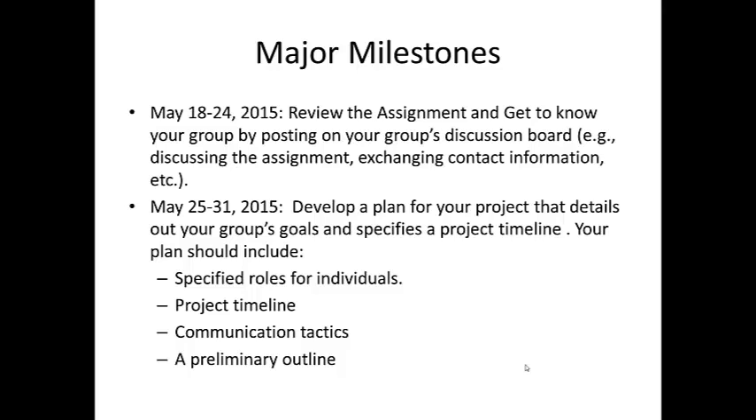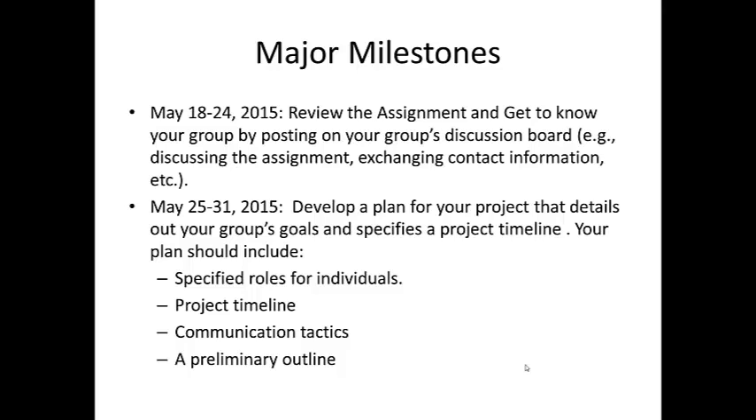And so it should talk about your group's goals, how you're going to work together, and have a specific project timeline. So some things you can include in your project plan are, what are the specific roles that individuals are going to play in this? So who's going to be the leader? Who's going to be the scribe and take notes during meetings that you have? Who's going to edit the paper and bring together all the different sections in a way that makes it cohesive? Who's going to edit the PowerPoint and make sure that everybody's parts look good? Those are roles that you might specify.